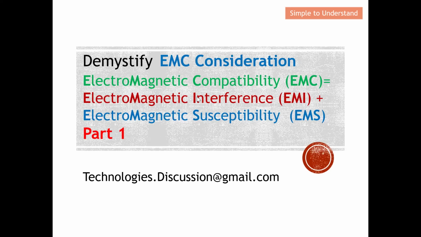In this video, I will discuss that EMC, Electromagnetic Compatibility, equals EMI, Electromagnetic Interference, plus EMS, Electromagnetic Susceptibility. So in short, EMC equals EMI and also EMS. EMI is sometimes also referred to as emission. EMS is referred to as immunity. So in short, EMC is basically a combination of emission and immunity. This will be the part 1 series discussion on EMC.